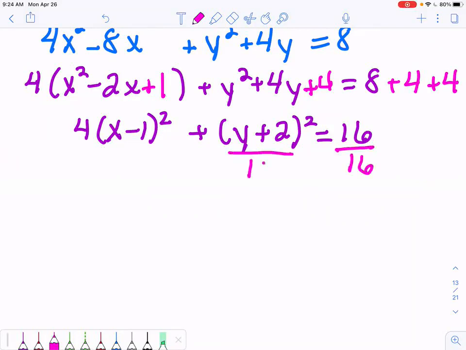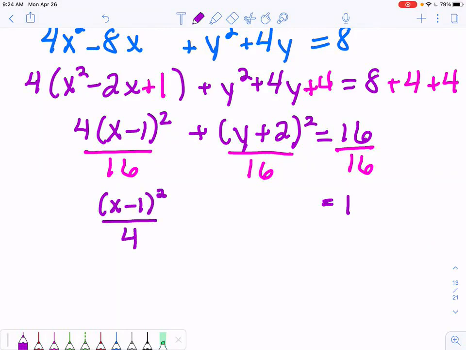We're going to divide each of them by 16. We want to make it a 1 on the right side. So whatever number's on the right side, you're going to divide the left side by that value. So 4 over 16 reduces to 1 over 4. The other one doesn't have a coefficient, so it just stays as 16. And then this is equal to a big old 1 on that other side.